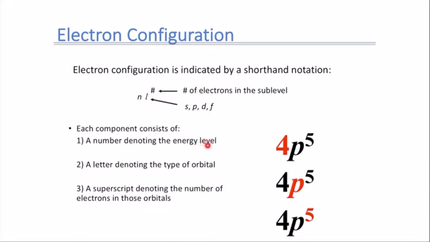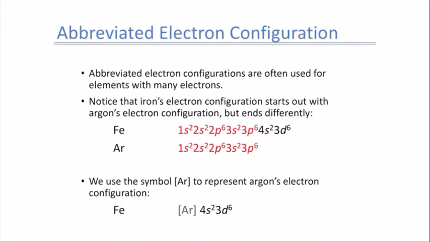So we can see designated here, the number denotes the energy level, that'd be 4. The letter tells us the type of orbital, that's P, so this happens to be a 4p orbital. And the superscript tells us how many there are. So that happens to be 5 electrons in our 4p orbital. Pretty straightforward, right? So as long as we know the total number of electrons possible in each orbital, we can easily write electron configurations.